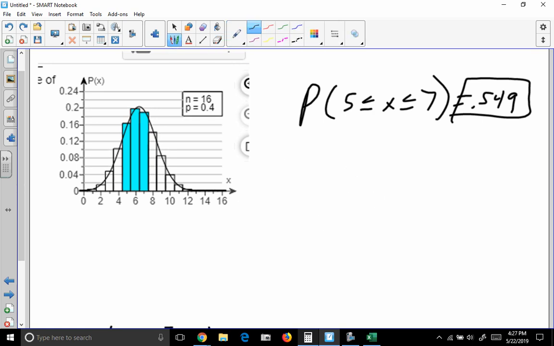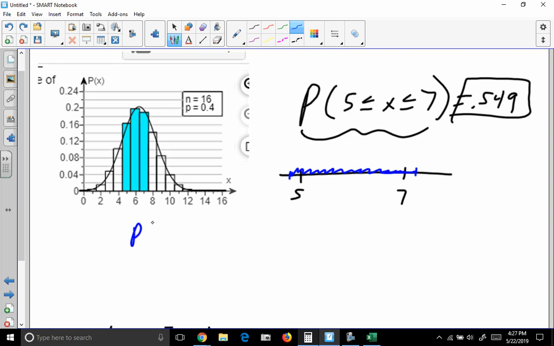So first we have to figure out what we are going to convert that to in terms of a normal distribution. If we're going from 5 to 7 and we include 5 and we include 7, if we're doing our continuity corrections, we have to go a little bit to the left of 5 and a little bit to the right of 7 to make sure both of those get included when we normalize it. So in terms of a normal distribution, we're looking for x being between 4.5 and 7.5.